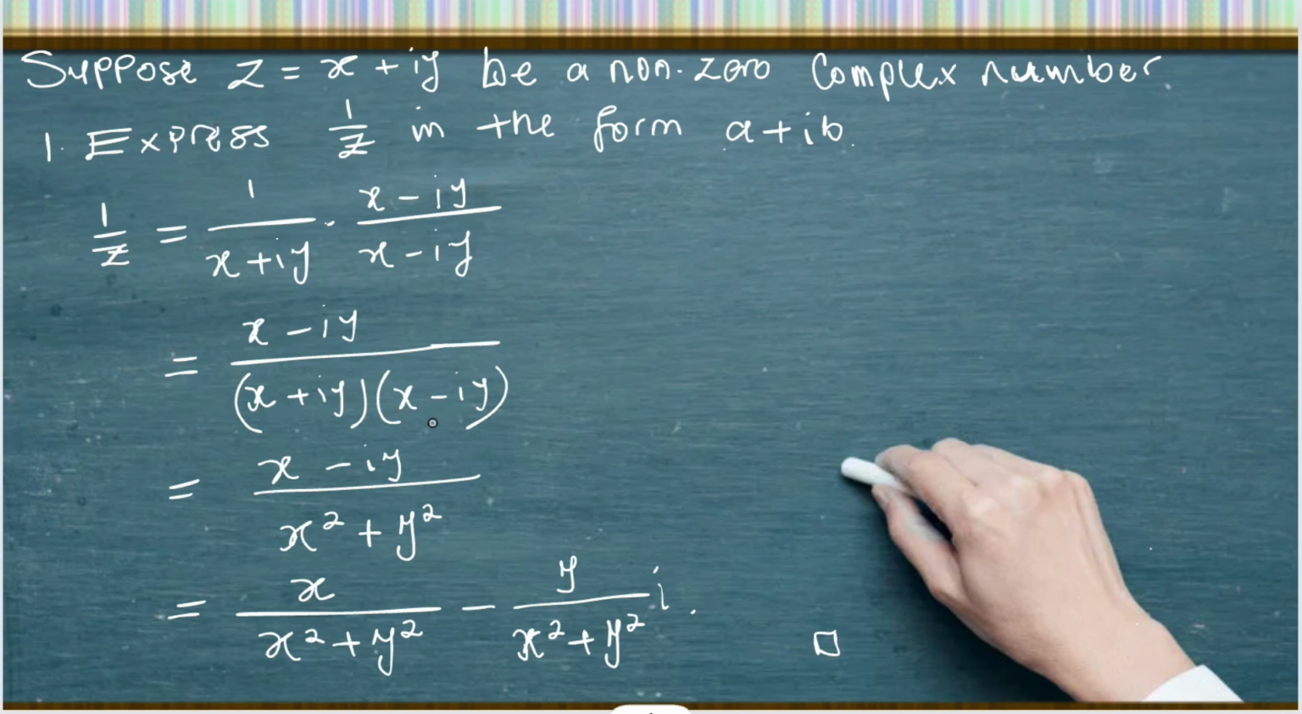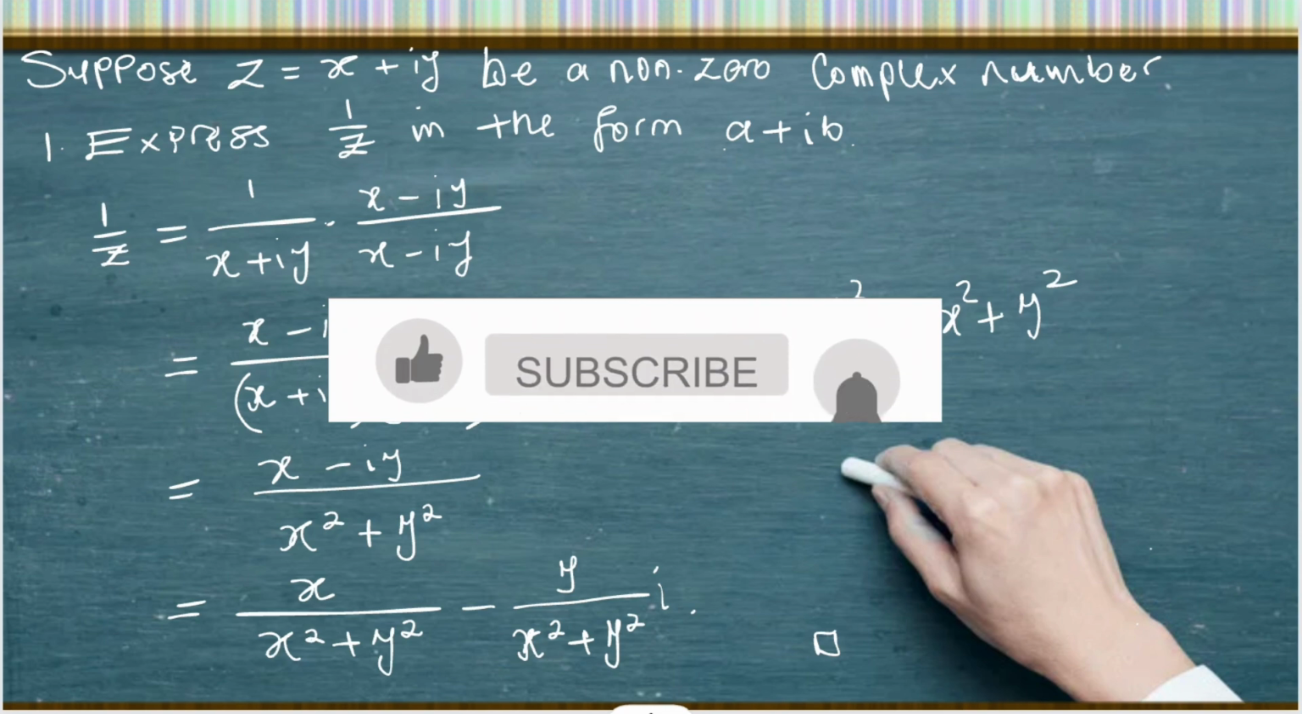Now to expand the denominator, you can realize that this is just the difference of two squares. So we can just write x squared minus iy squared, which is just x squared minus, now i squared is -1, so this is plus, then y squared is y squared. So that is why we have x squared plus y squared. Now we are going to split the numerator, so we have x divided by that denominator minus y divided by that denominator, then multiply by i.